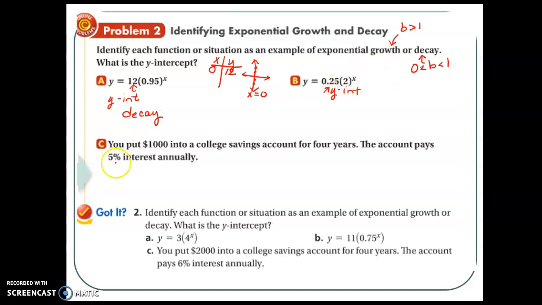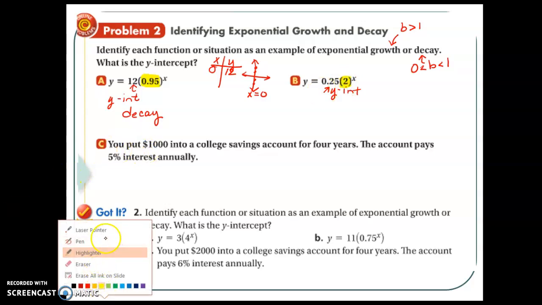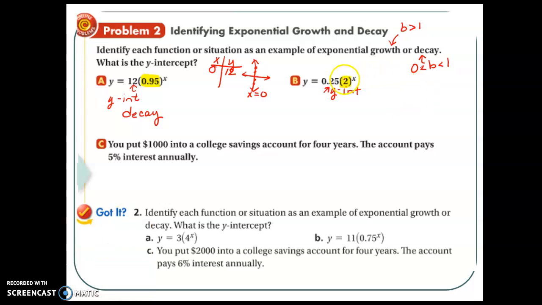2 right here is, because we're looking strictly at b for your growth or decay. So that's all you're looking at for growth and decay. In this one, your b is 2, so that is greater than 1. So this one is a growth function.